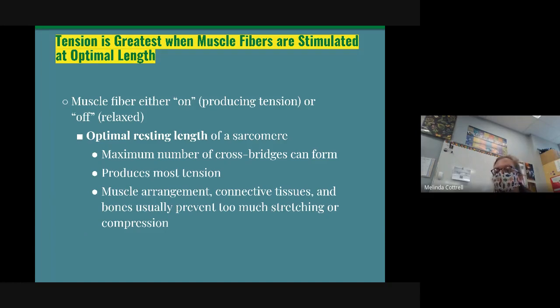However, we do have things that limit this. Just like we have something that limits, for example, the size of the cell, we have things that limit the maximum tension. And that is muscle arrangement, connective tissues, and bones, so that we don't overstretch or overcompress or overcontract any of these muscles. So the limits are placed on there by other muscle or other organ systems.